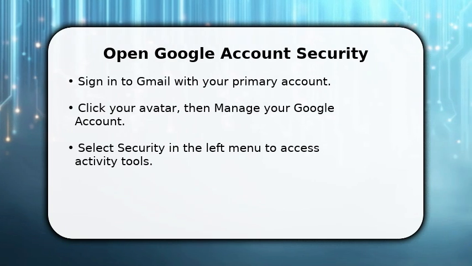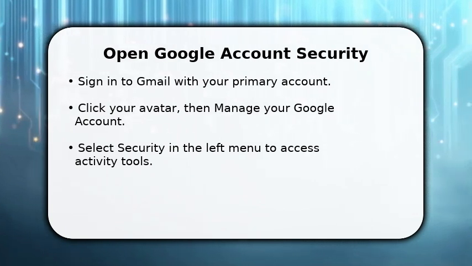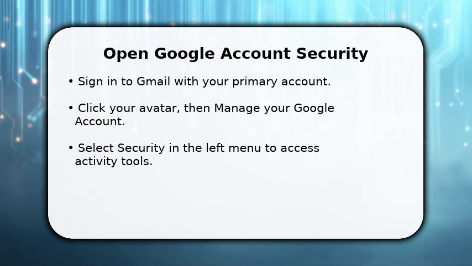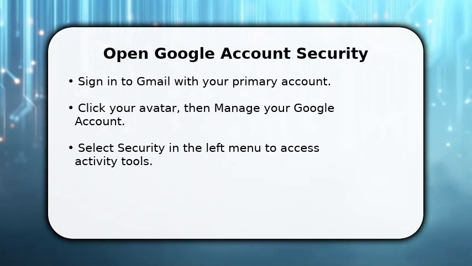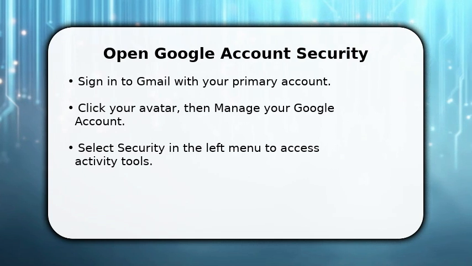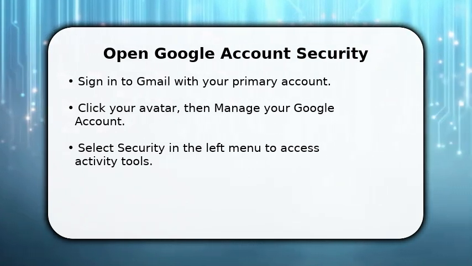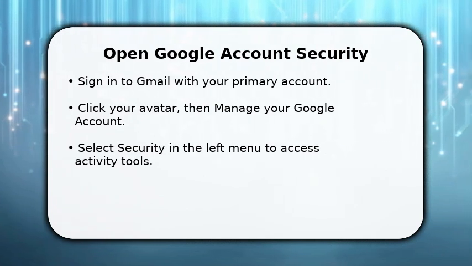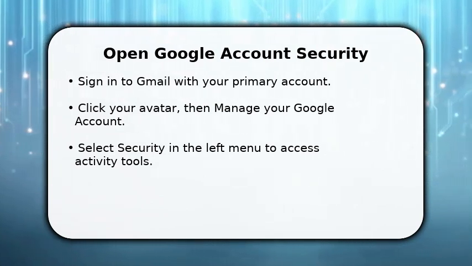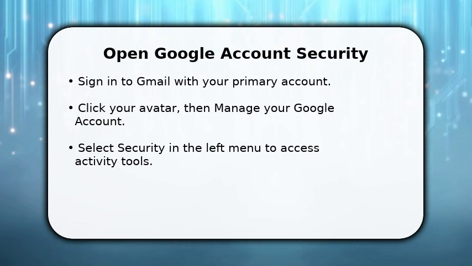From there, you navigate to Security on the left column. Make sure to use a desktop browser for full options. This area centralizes login and device access data, so you're in the right place to continue. Once done, proceed to view recent device activity and security events to find detailed login records.